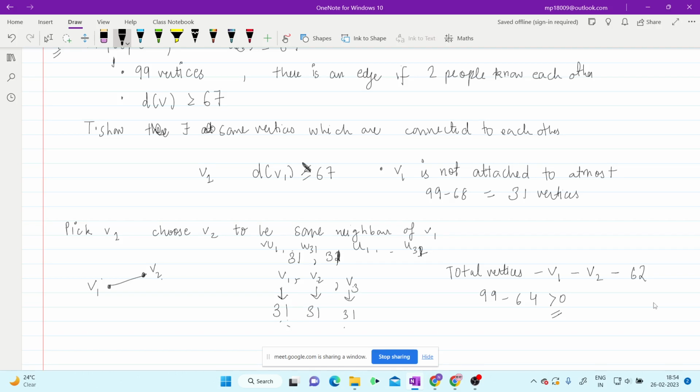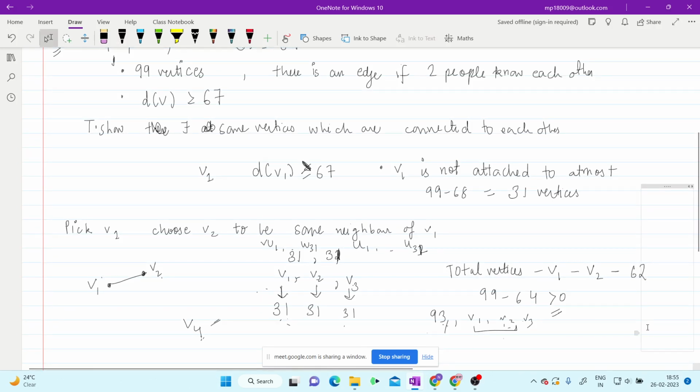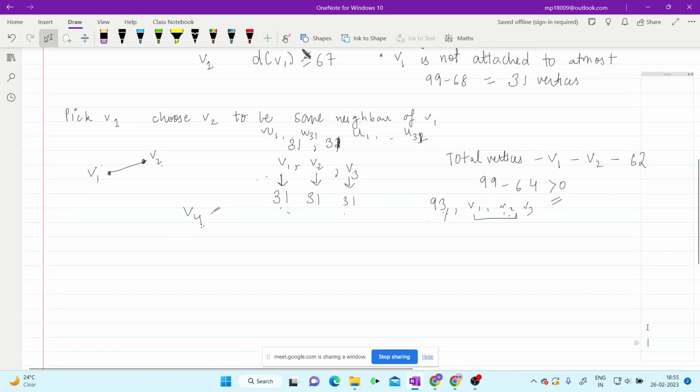members. So if we add these up, we see that V1, V2, V3 together at maximum cannot be attached to 93 members, and V1, V2, V3 are other three people. So other than these 96 people, we can choose another V4. We'll see that they will be connected to each other. So we are able to choose 4 vertices. Is it clear?